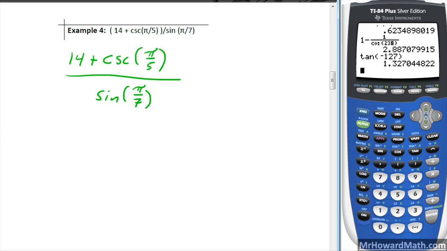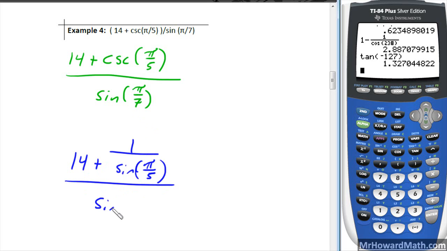In our calculator, we're going to change this around, and we're going to use 14 plus 1 over cosecant, which is the reciprocal of sine, so sine of pi over 5. And that's our entire numerator there. Then our denominator is still sine of pi over 7. So this is exactly the way we're going to make it look in our calculator.